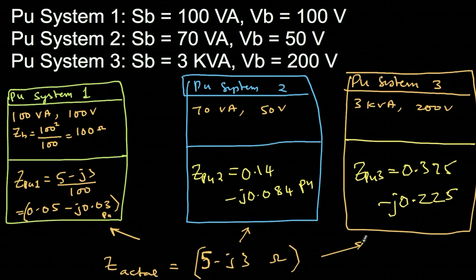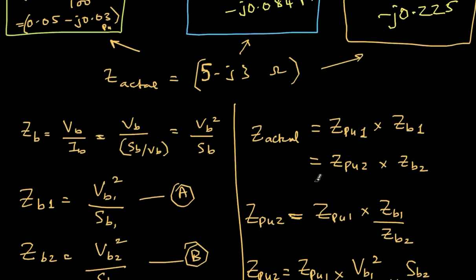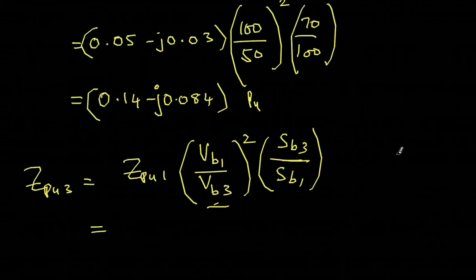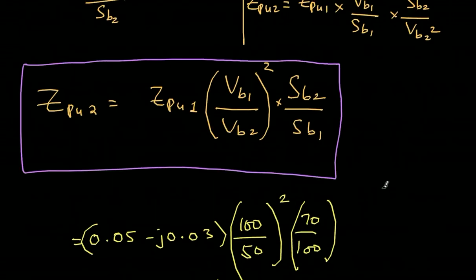All right, so this is how, given three different systems, you can transfer the per unit impedance from one system to the other system. Or I can actually transfer the actual value individually to each per unit system, but using this formula you can do it faster and in a better way. So I hope you learned something more about the per unit system.